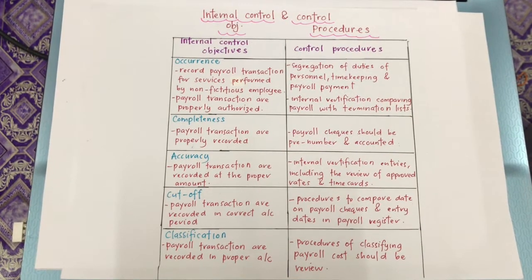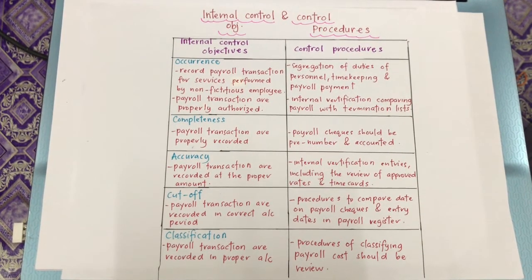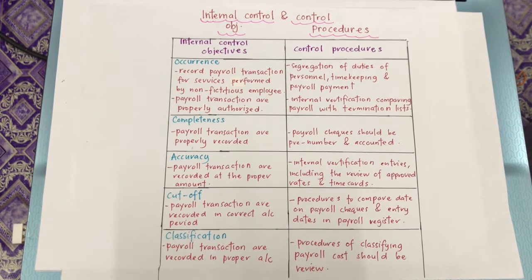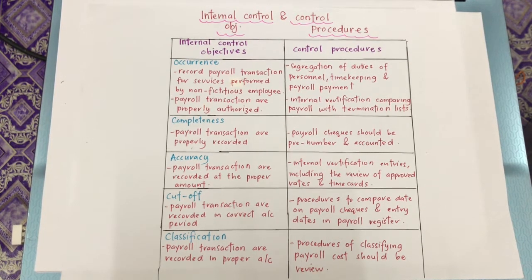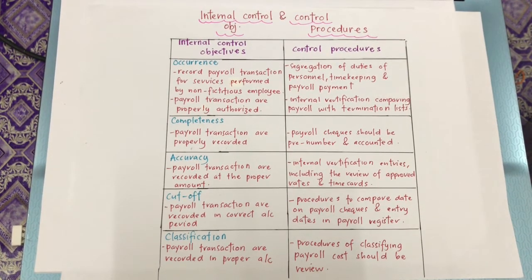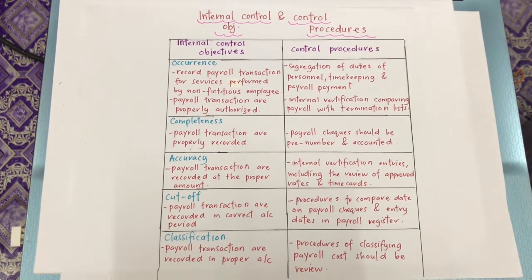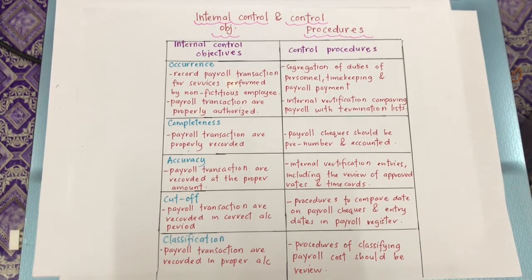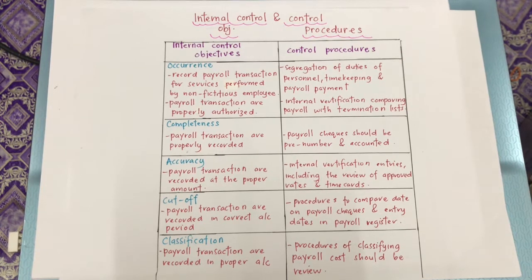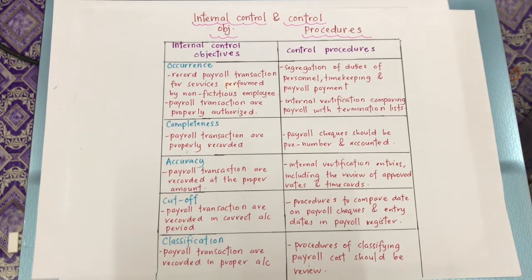This is the internal control objective and control procedures for payment of payroll. The occurrence internal control objective is that recorded payroll transactions are for services performed by non-fictitious employees. Payroll transactions are properly authorized. And for control procedures, there should be segregation of duties of personnel, timekeeping, and payroll payments. There should be internal verification comparing payroll with termination list.